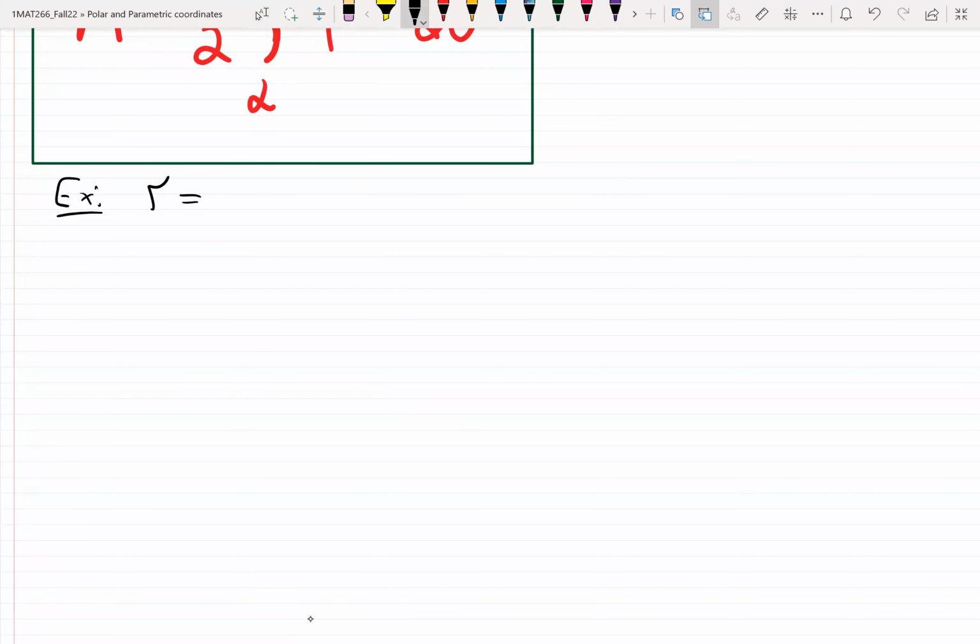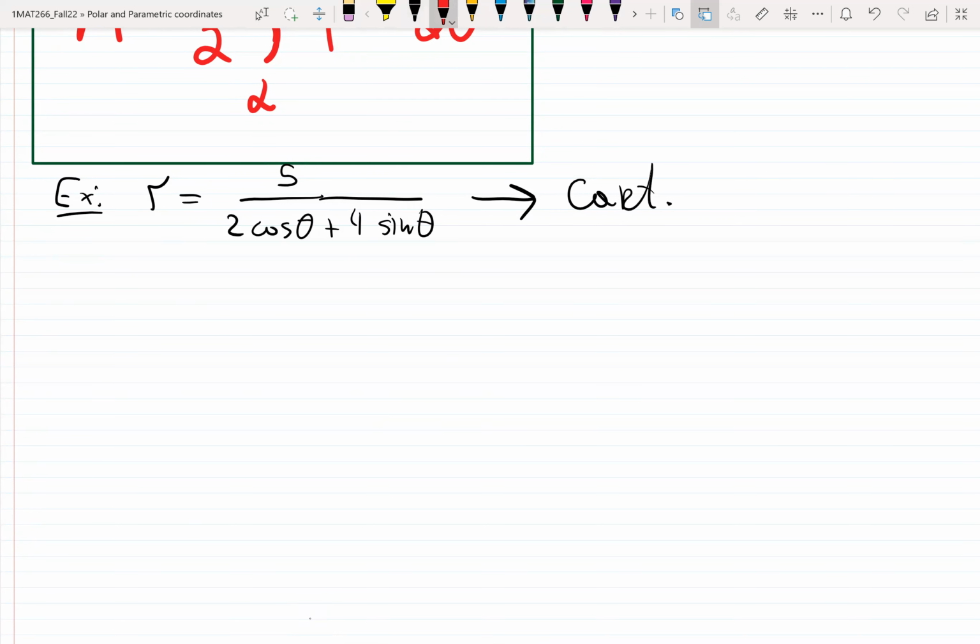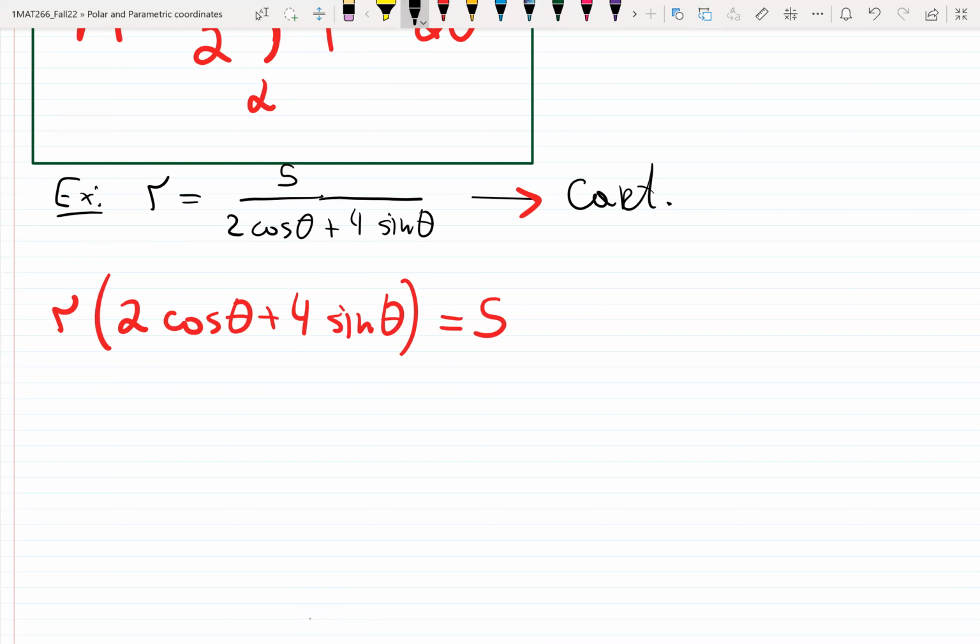r equals 5 over (2 cosine theta plus 4 sine theta). Can you convert this into Cartesian? So from polar to Cartesian. It's not trivial how to start, but then it becomes very trivial. You multiply everything by the denominator to get rid of the denominator. It will be r times (2 cosine theta plus 4 sine theta) equals 5.